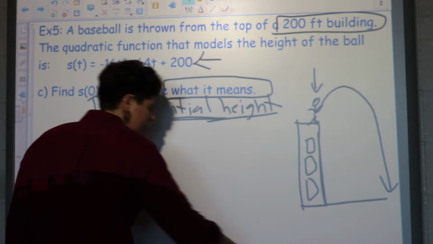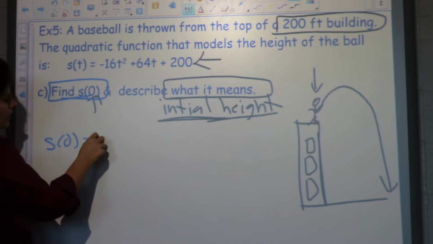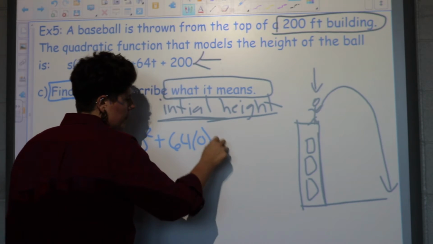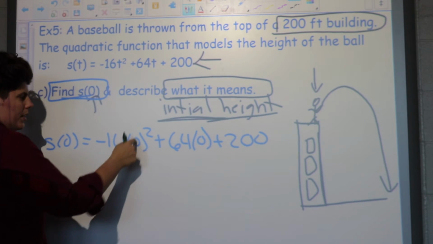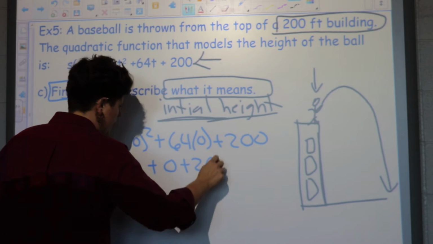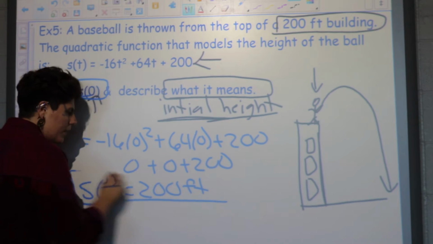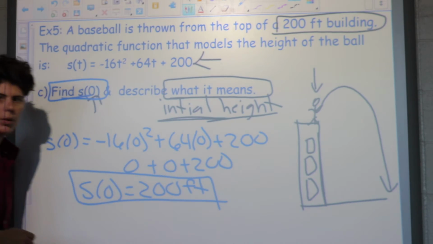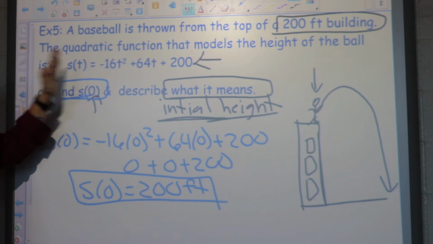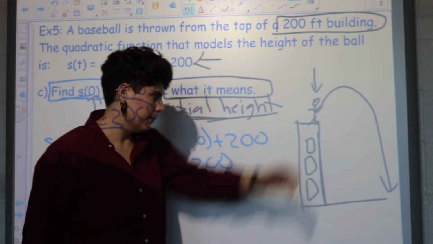But let's see if our equation actually works. Let's see if that's actually true. So let's find S of 0. So S of 0 equals negative 16 times 0 squared plus 64 times 0 plus 200. Well, 0 squared is 0, times negative 16 goes to 0. Plus 64 times 0 is 0. Plus 200. That means that our initial height is in fact 200 feet. That's where the ball is before it is thrown. S of 0 is asking you for the initial height. At time 0, when we start counting, where is the ball? And we start counting before we have thrown it, right there on top of the building.